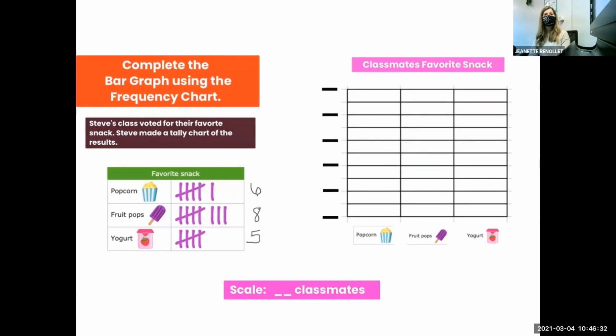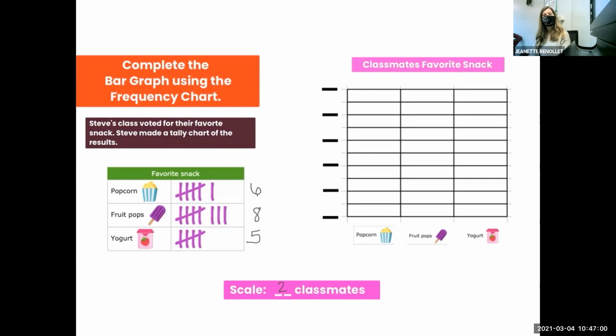They are under 10. I know that I can skip count by 2s, 3s, 4s, 5s, 6s if I wanted to, but an easy one, when I have this much space and all under 10, I'm going to try skip counting with a scale of 2 this time, because I can easily count by 2, 2, 4, 6, 8.